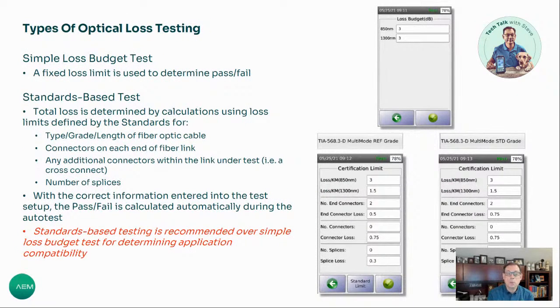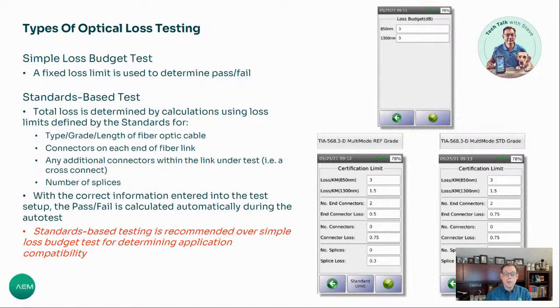So, some types of optical loss testing. There is a simple loss budget test. We mentioned that loss budget earlier. Let's assume we have a loss budget of 3 dB. As long as we don't have greater loss than 3 dB from one end of the fiber to the other, we're within that loss budget. You can set the tester up to just do a loss budget test, and as long as it's 3 dB or less for loss, you're going to pass. If it exceeds that 3 dB, you're going to fail.